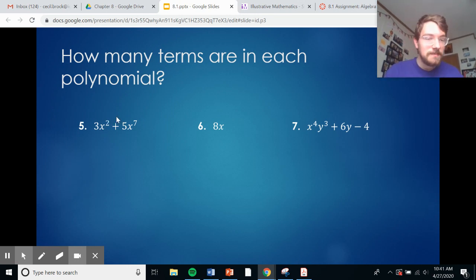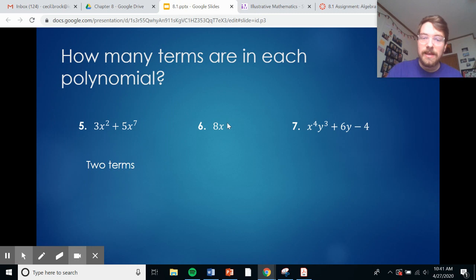English, it's a nightmare language. So in this case, I have 2 terms because I've got the 3x to the second with the plus sign that separates them and then another term. So really all you have to look out for are the plus signs and the minus signs to count all the terms. Number 6 is absolute rocket science.